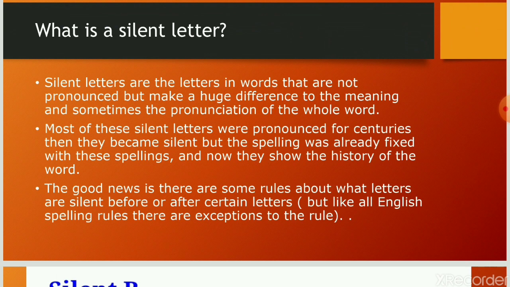The good news is there are some rules. That's what I'm telling you: today I am coming with some rules, some tips, some tools and some techniques to understand. Is there any tool? Is there any technique? Is there any kind of rule? We have to follow some rules and we have to interpret, evaluate and elaborate ourselves to understand exactly which letter is silent.